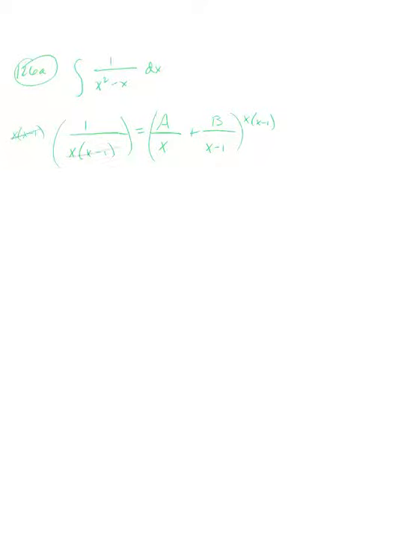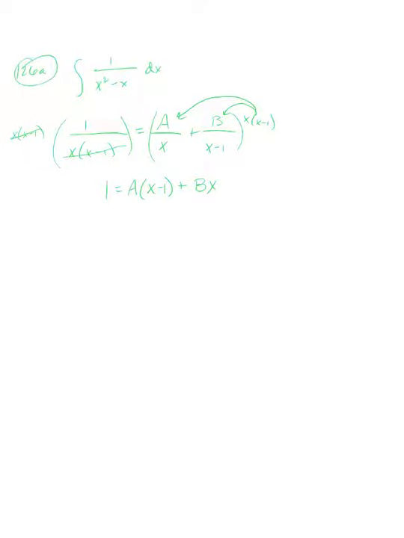And on the left, the denominator cancels and I just get 1. And on the right, when I distribute to the a fraction, the x's cancel, so I get a times x minus 1. And then distribute to the b fraction and the x minus 1's cancel, so you get b times x.